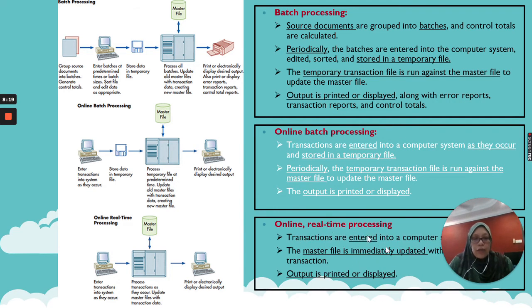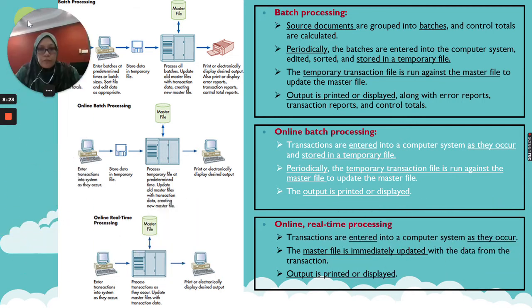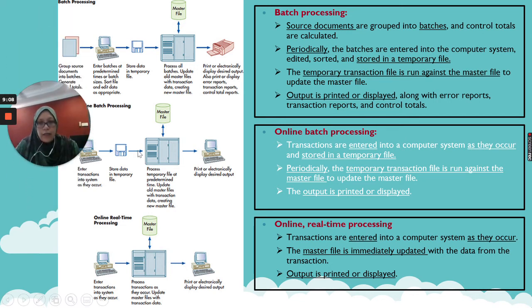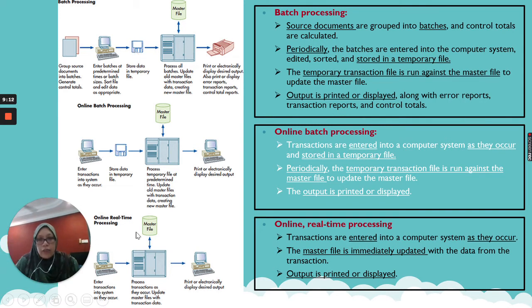But for online real-time processing, as we discussed just now, the transaction is entered as it occurs, and immediately when it is captured, they update the master file. So if you refer here, in online real-time processing there is no temporary file. There is no storage in a temporary file because as it occurs they directly update the master file. So the master file is immediately updated with the data from the transaction and then output is printed or displayed. So this is online real-time processing. You can see the difference between these three. The one in the middle is the combination of batch and online.